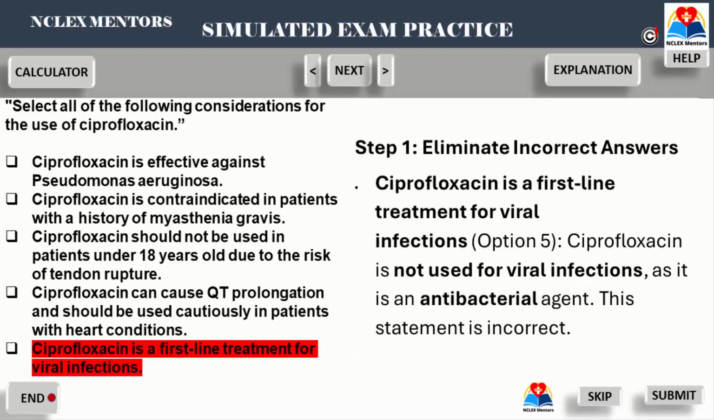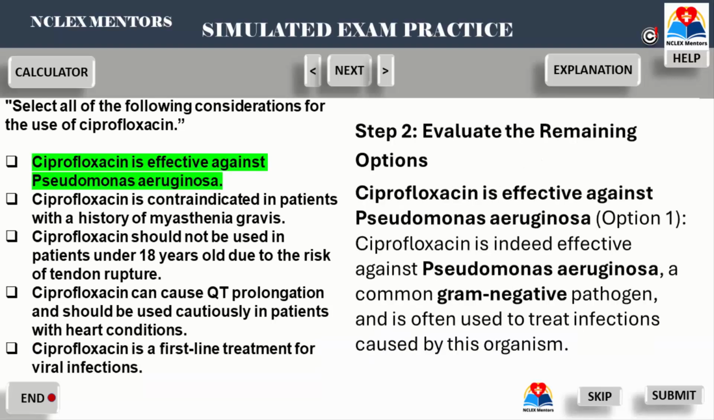Explanation and process of elimination. Step 1. Eliminate the incorrect answer. Let's start by removing what we know is incorrect. Option 5. Ciprofloxacin is a first-line treatment for viral infections. Wrong. Ciprofloxacin is an antibacterial agent, not an antiviral. It has no effect on viral infections like the flu or common cold. Eliminate this option.